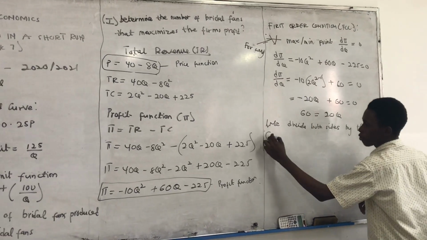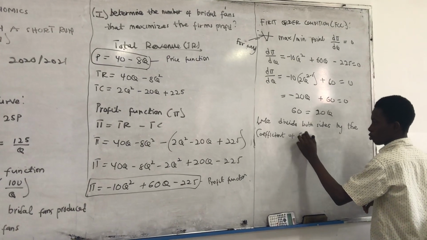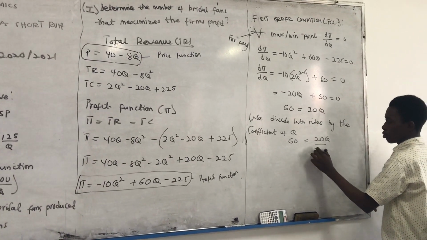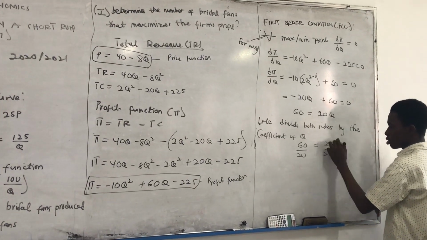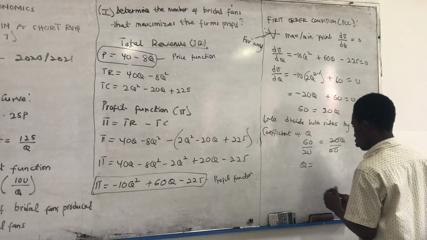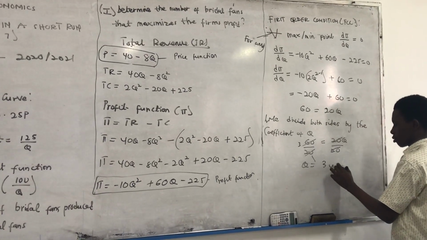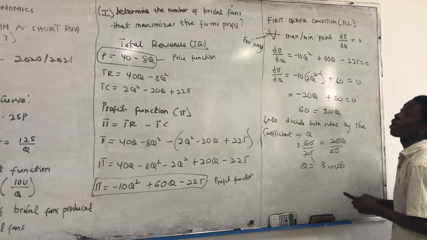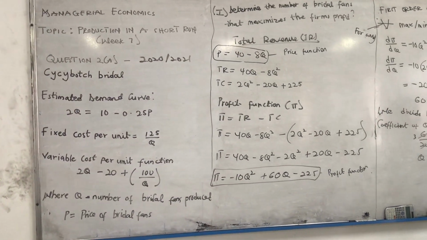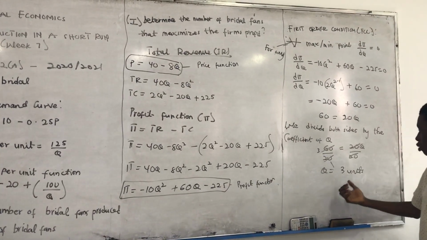By the coefficient of Q. So now we have 60 is equal to 20Q. So Q is equal to 60 over 20. 20 cancels 60: 2, 1 goes here, 3. So we have 3. Now I determine the number of breeder funds that's maximizing the firm's profit. So the number of breeder funds that's going to maximize the profit is 3.